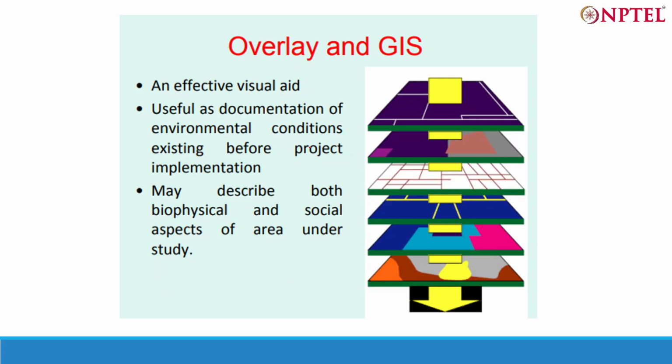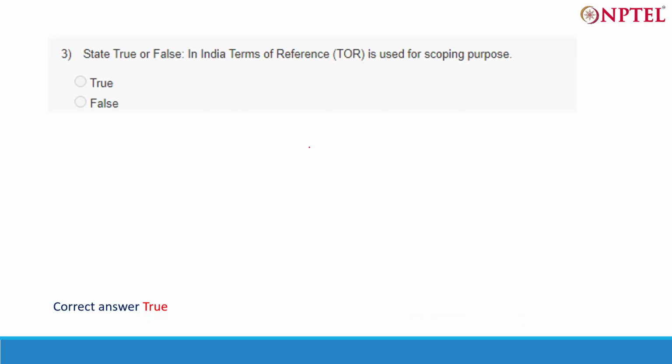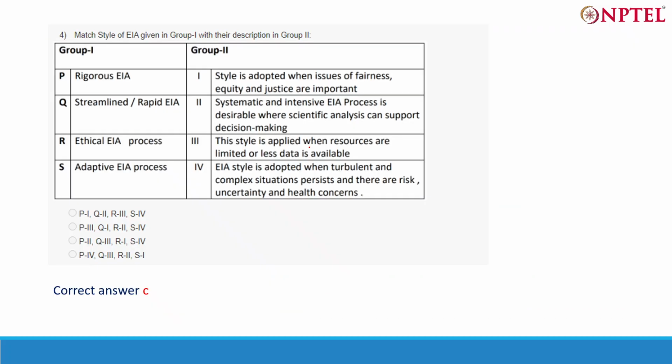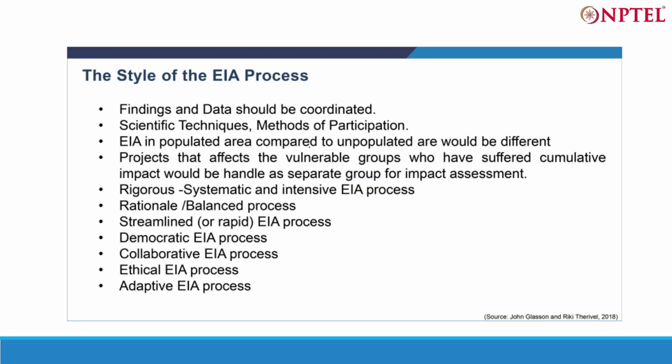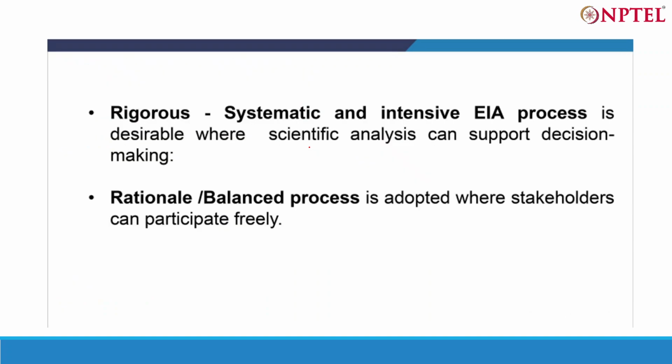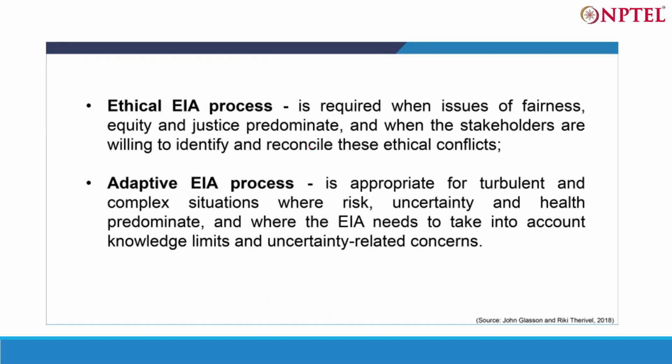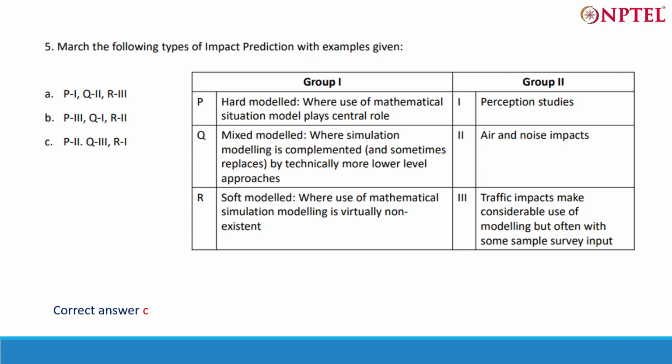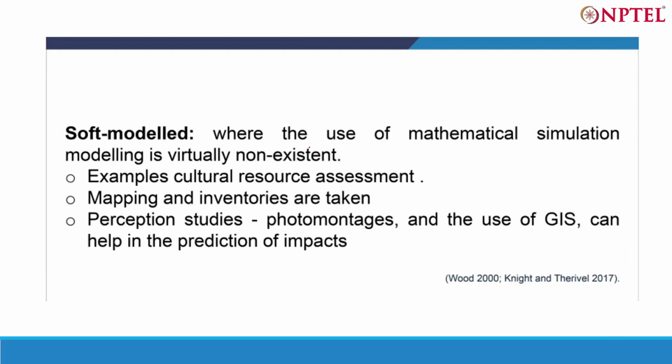And we have overlays and GIS. Terms of reference is used for scoping purposes. Match EIA with different groups. So we looked into different types of EIA process. Then modeling: hard modeling, mixed modeling, soft modeling.